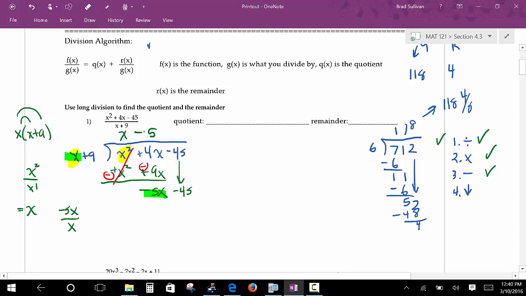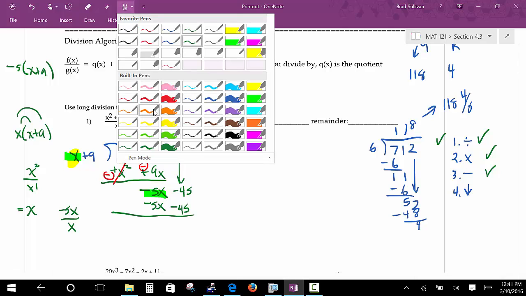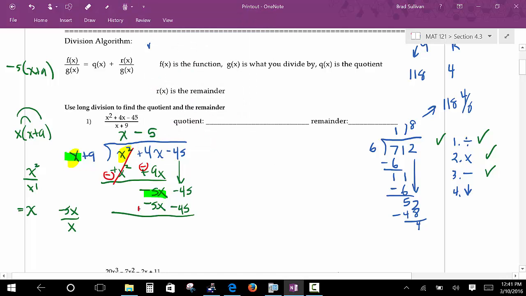So now you multiply. You're going to do negative 5 times x plus 9. Negative 5 times x is negative 5x. Negative 5 times 9 is negative 45. Then you can change the signs if you want to, but you don't have to. So I'm going to say that goes to positive, that goes to positive, and now we're done. That cancels, this cancels too, but we're going to write 0 like that. So we have a remainder of 0.